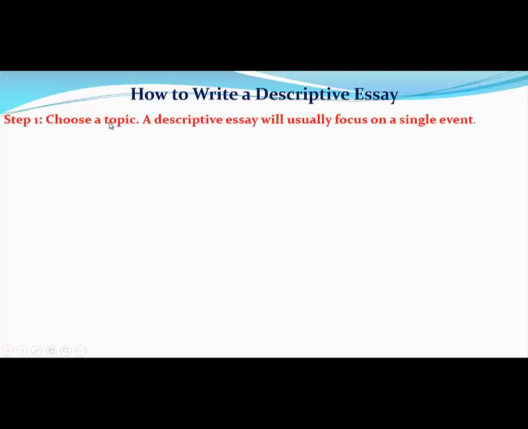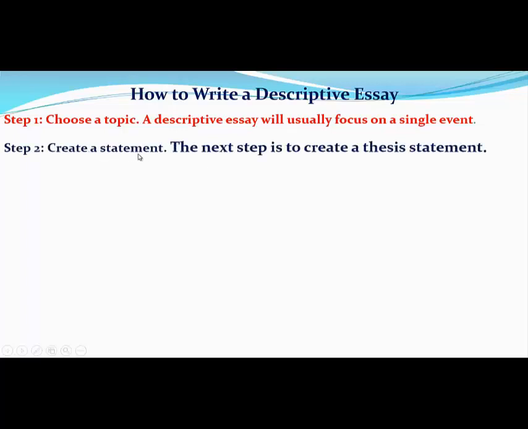Step 1. Choose a topic. A descriptive essay will usually focus on a single event. Step 2. Create a thesis statement. It means when I have to start the introduction, I have to start with a hook and a thesis statement. Step number 3, create an outline. I have to make an outline.